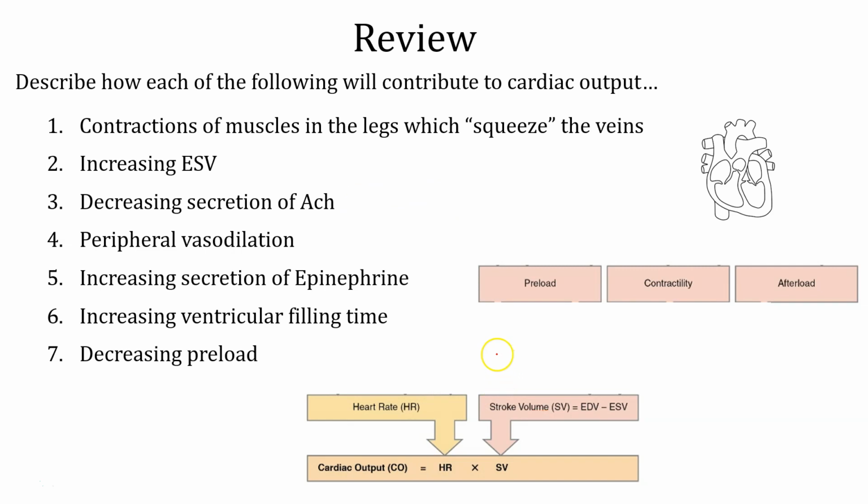Try the rest of these, see how you do. Email me with questions. This concludes our discussion of the heart, both its anatomy and its physiology.